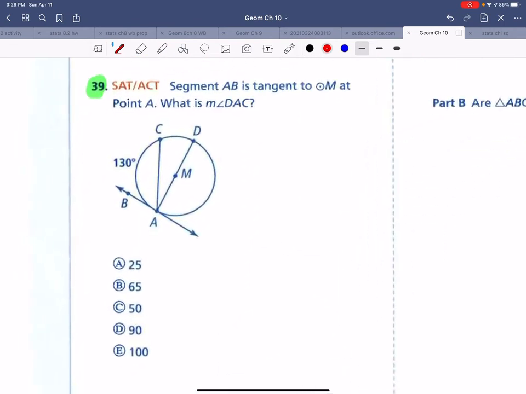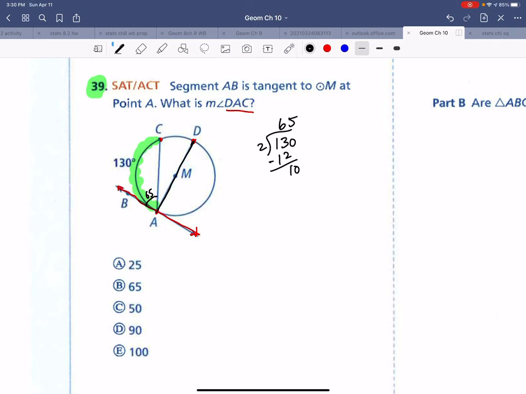39. Segment AB is a tangent at A. And now they want to know, what is the measure of DAC? DAC. Okay, well, once again, this is a diameter, right? So we know that the arc to the left and the arc to the right are both 180. What else do we know? Well, we know this arc length is 130, so half of 130 is 65. So we know this angle is 65.